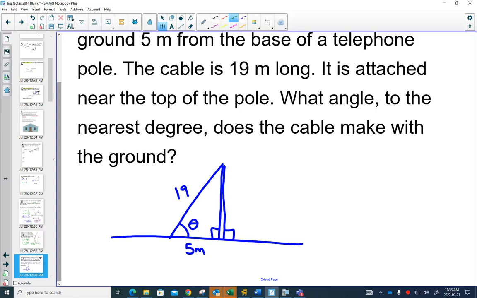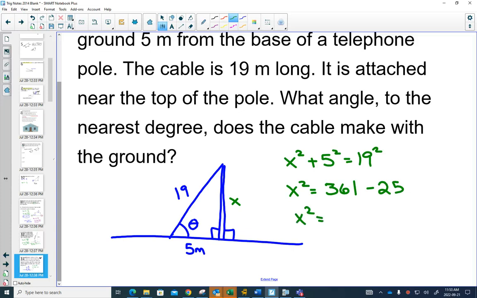Are you okay if I put a letter x here? And are you okay if we write that x squared plus 5 squared equals 19 squared? How did I know the 19 had to go on the other side? Because it's the hypotenuse. Anybody know what 19 squared is? Yes, 361. Then we'd move the 25 over. So we get x squared equals 336.